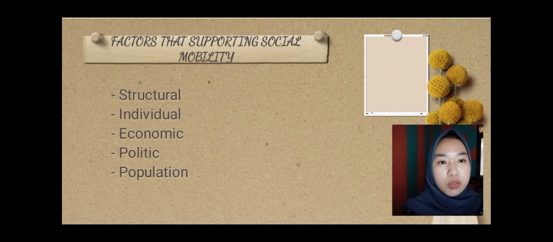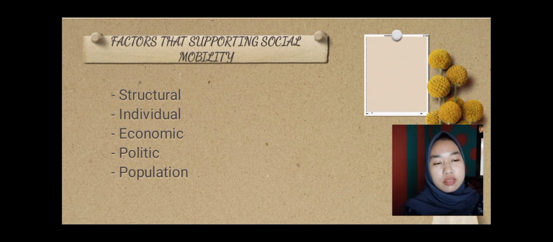For the structural factor, this is related to a person's opportunity to occupy a position and the ease of obtaining it. In Indonesia, the community structure is very open, so you have a chance to occupy various high positions, such as manager and even president.